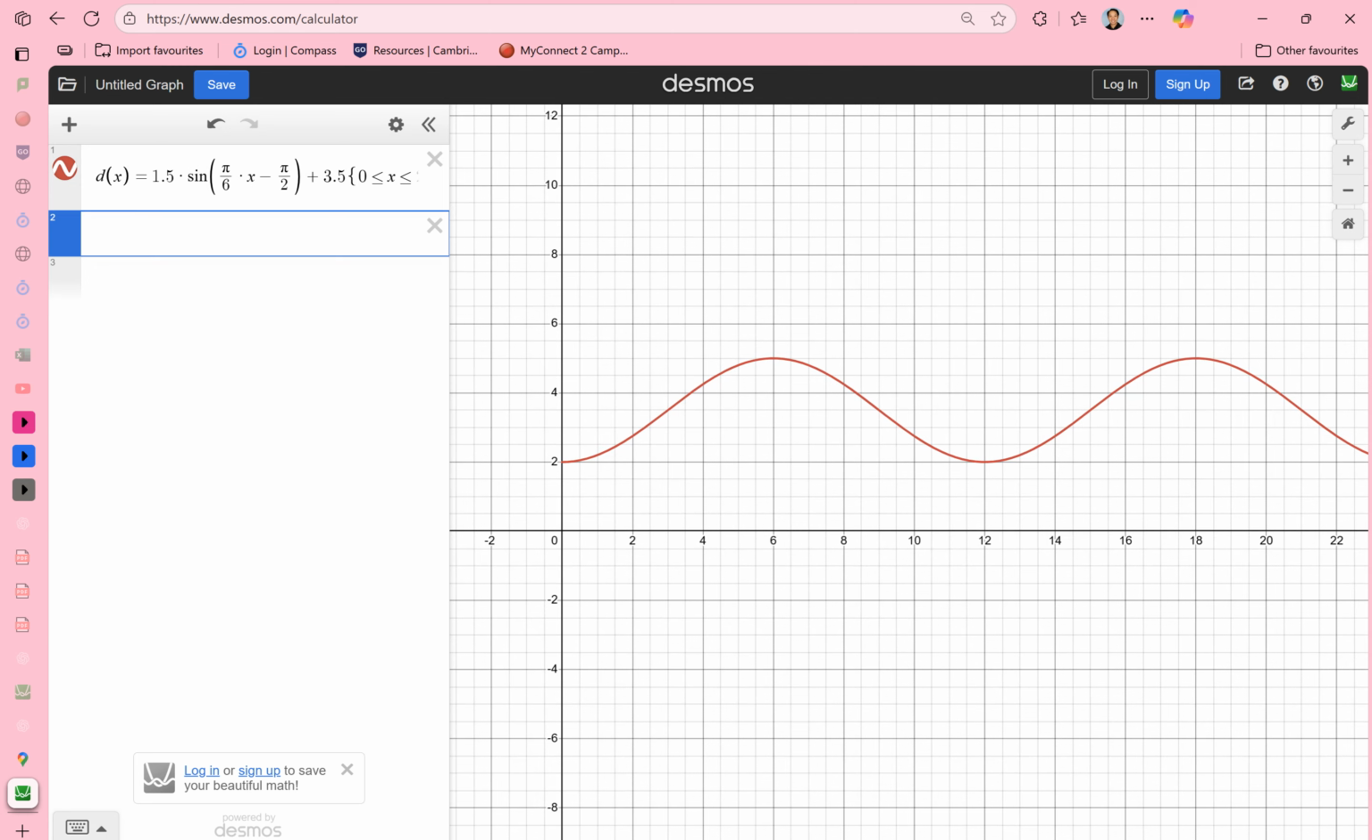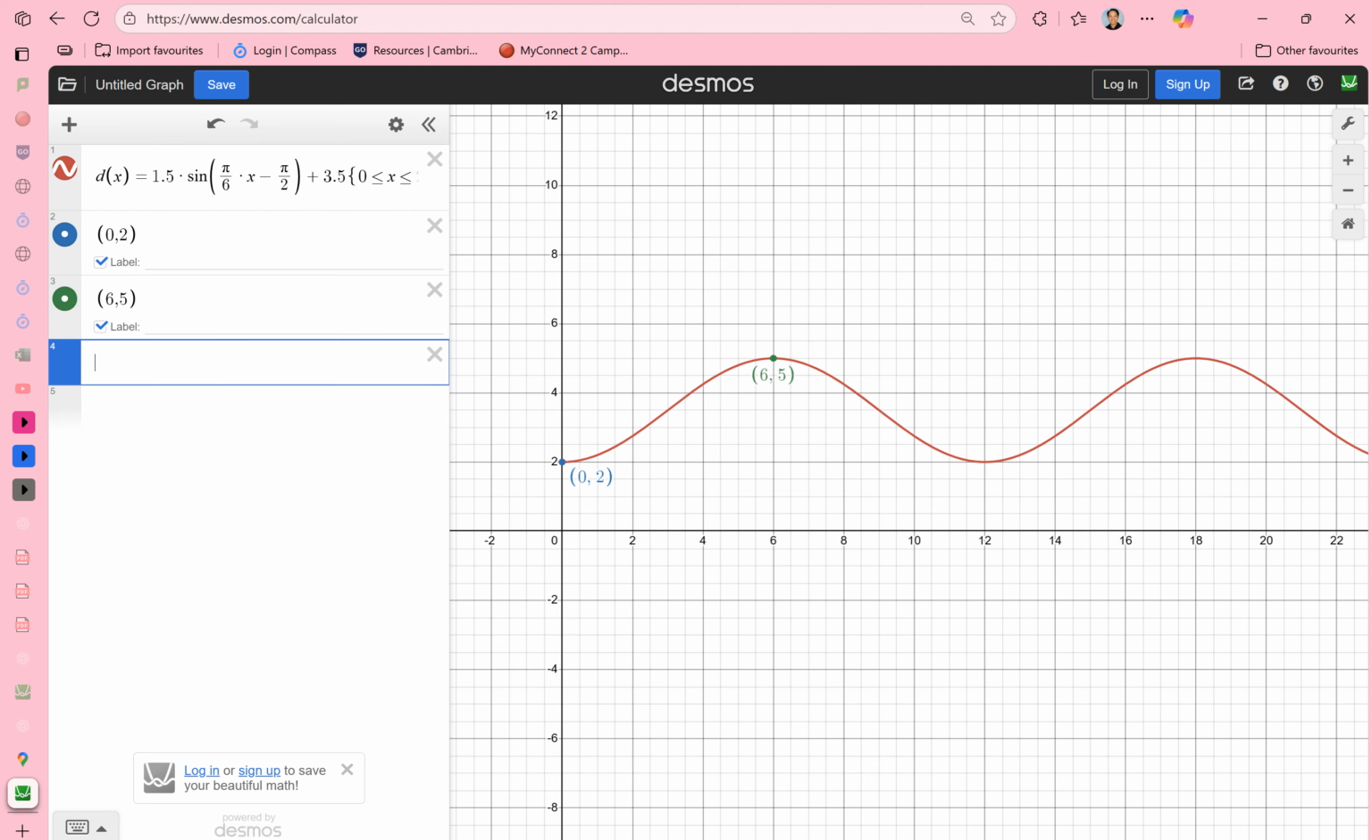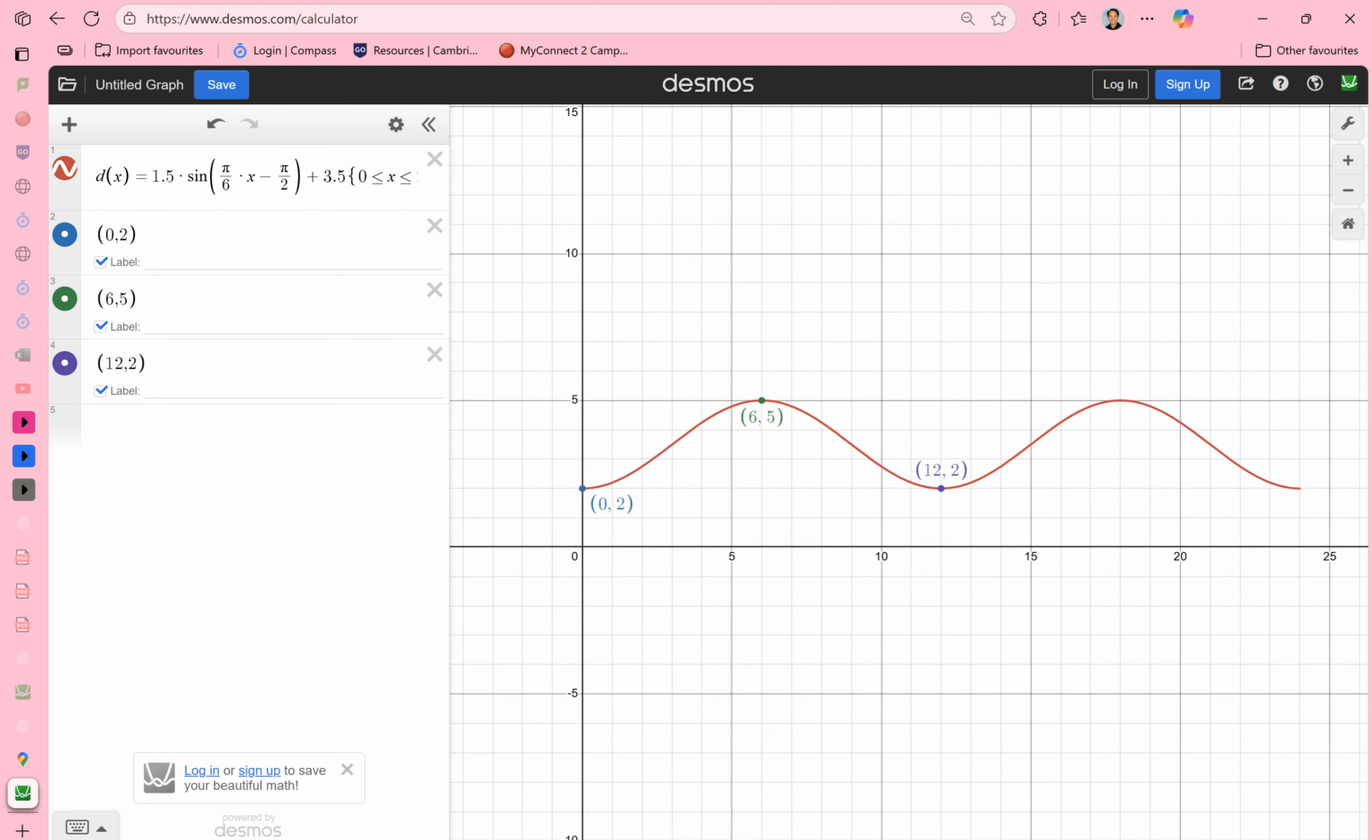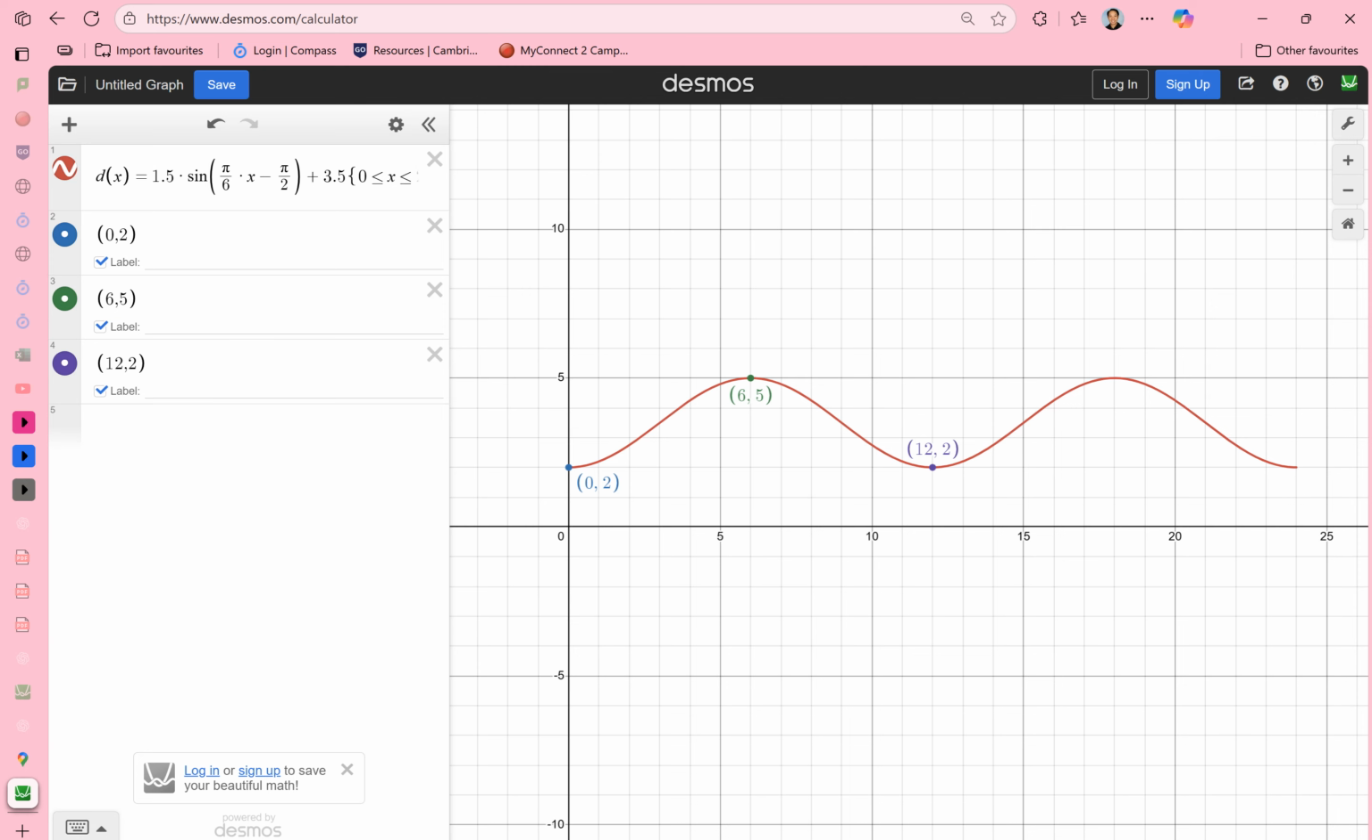Let's see if it's all true. We should have a point at 0, 2. I do have that. Do I have the point 5, 6? Or was it not 5, 6? It was 6, 5. Yes, I do. At 12 hours, did I reach back at 2? Yes, I do. They all match. Now remember, mine was only one of the possible equations that you can get. You can get many different ones there. But that shows that this is my graph and that's my equation.